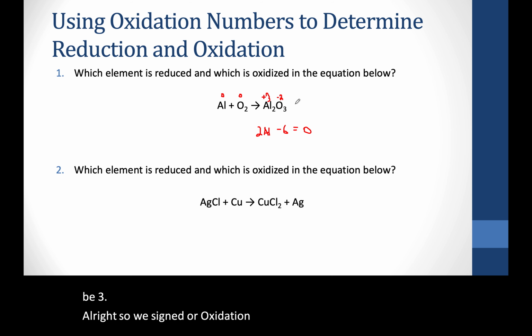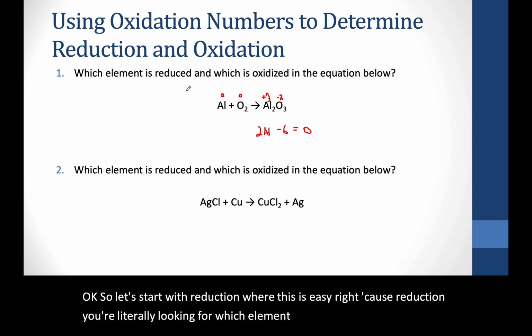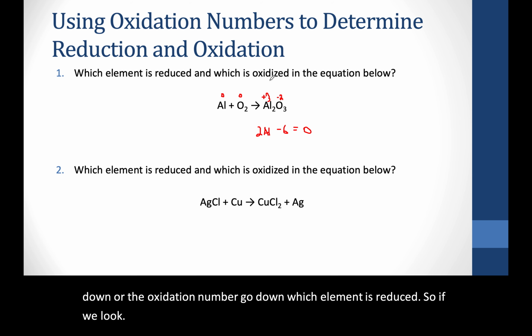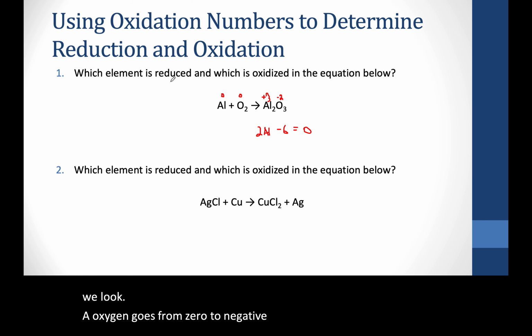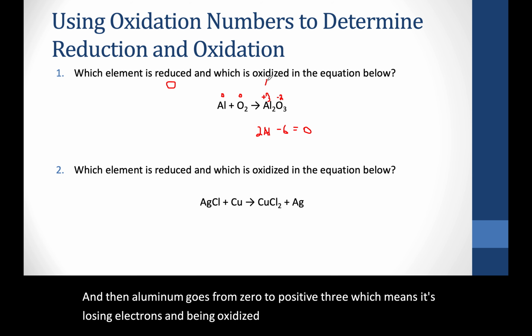Now we got to look. Okay, so let's start with reduction. This is easy, right? Because for reduction, you're literally looking for which element's oxidation number goes down, which element is reduced. So if we look, oxygen goes from 0 to -2. So oxygen gets reduced. And then aluminum goes from 0 to positive 3, which means it's losing electrons and being oxidized. So aluminum is oxidized.